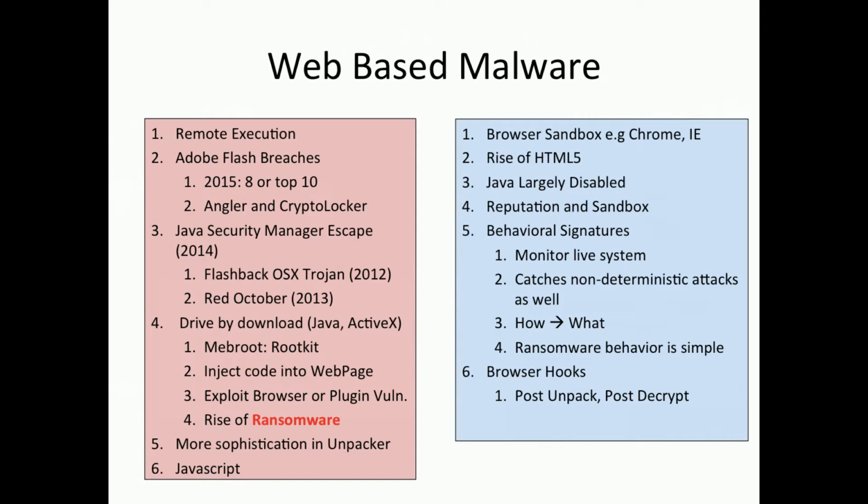Remote execution. The top vectors, for some period around 2015, you will see a whole lot on Adobe, then Java Security Manager Sandbox Escape, drive-by downloads, the rise of ransomware, and more sophistication in unpackers. On the other side, browser sandboxing in Chrome and IE, the rise of HTML5 to rid ourselves of some of the Adobe issues. Java was largely disabled in many browsers, though almost everything that I saw was Java Security Manager Escape.